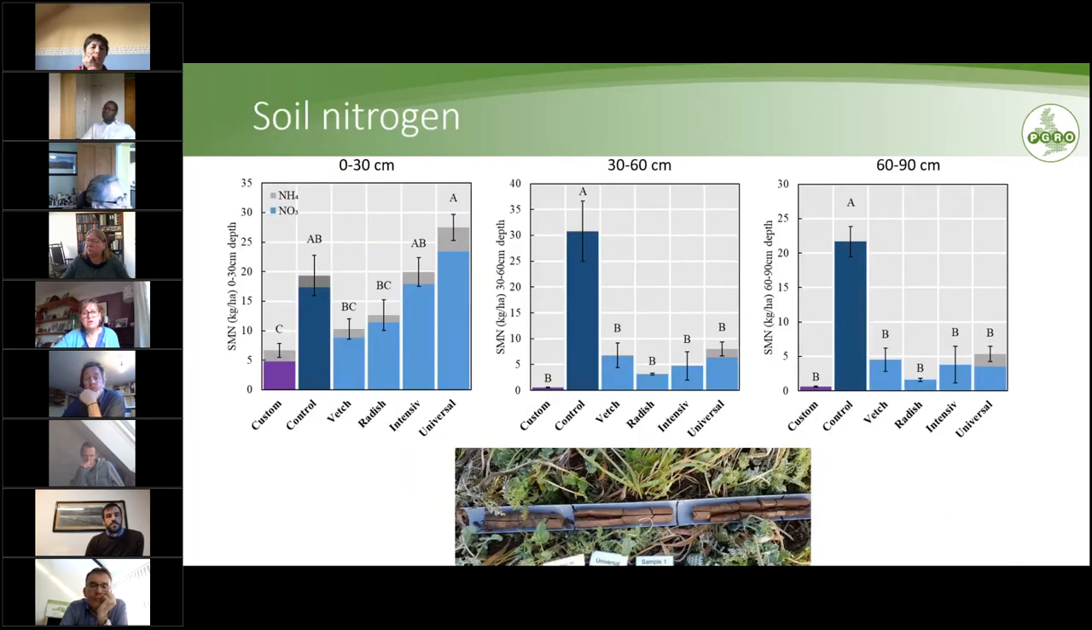Also, what we saw was a really good effect on nutrient retention in the top part of the soil profile by using cover crops. So you can see here again, intensive and universal are the oat and oil radish mixtures, with the seed clover as well in the universal. But these are showing that in the top 30 centimetres of soil, we saw really good nitrogen retention, but not where we had no cover crop. So where you can see here, we had no cover crop in the control treatments, nitrogen was leaching down into the lower parts of the soil profile.